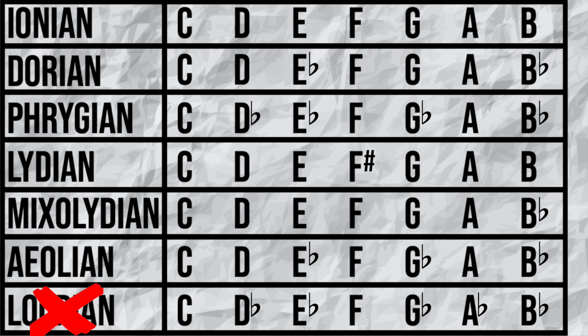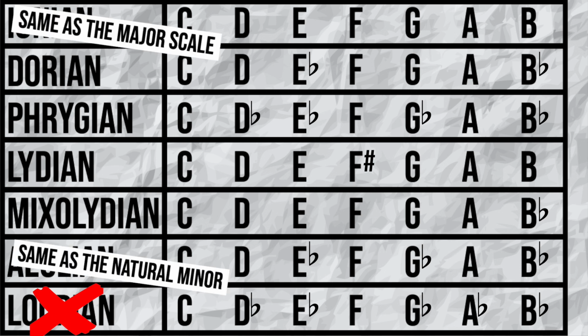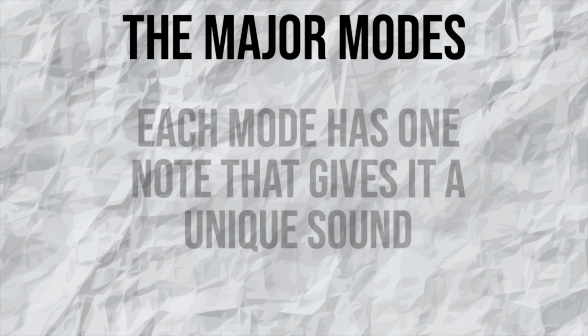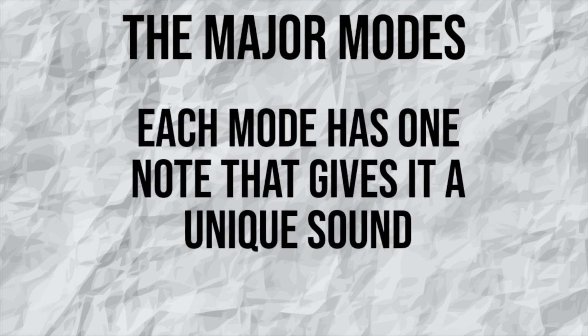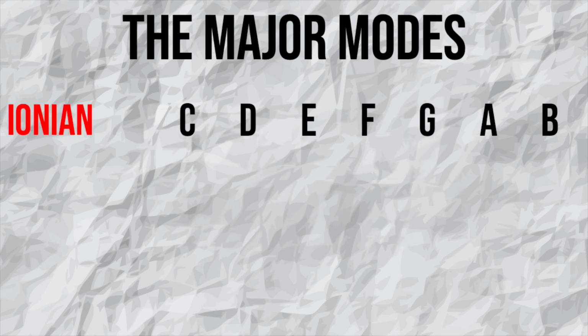If you remember, the Ionian is just the major scale, and the Aeolian is just the natural minor scale. So that leaves us with Lydian and Mixolydian, the major modes, and Dorian and Phrygian, the minor modes. Let's first examine the major modes. Each mode has a characteristic tone that gives it a unique tonality, sound, or flavour. We can identify this special tone by comparing it to the major scale or the Ionian mode.